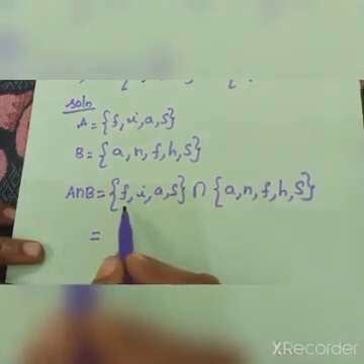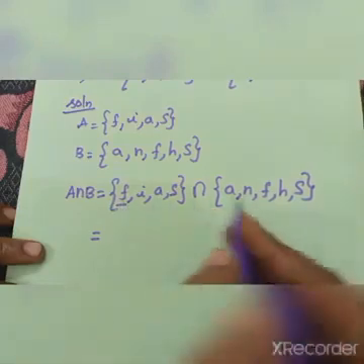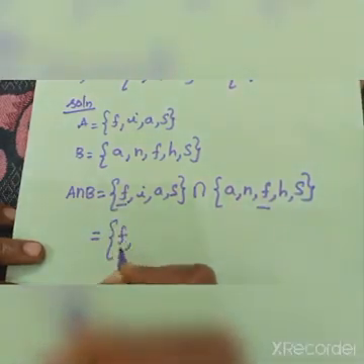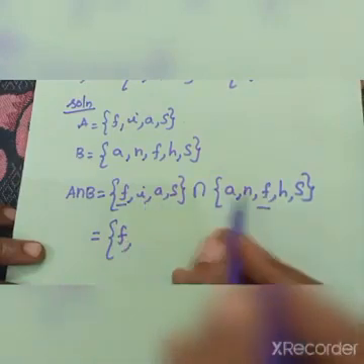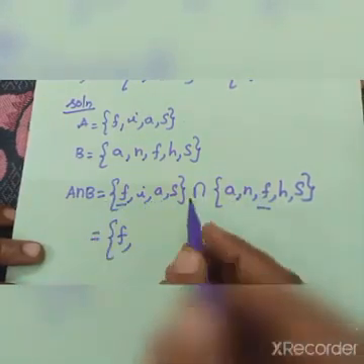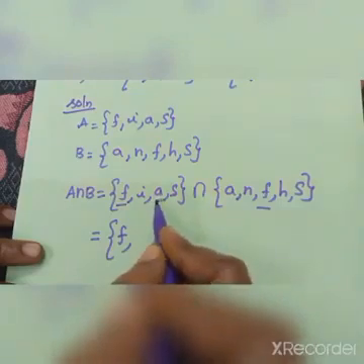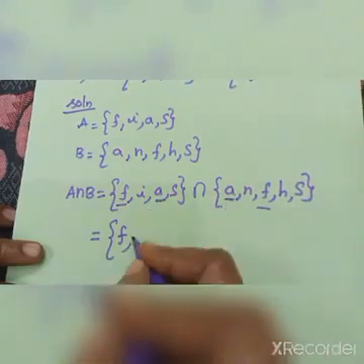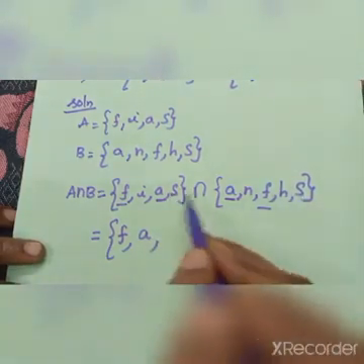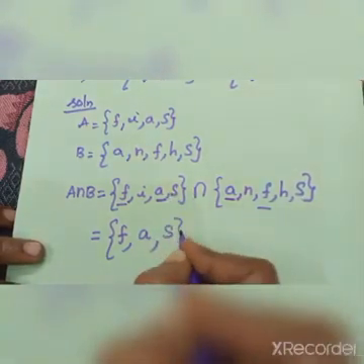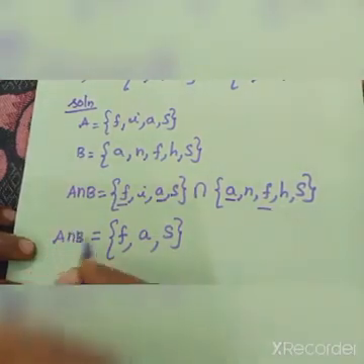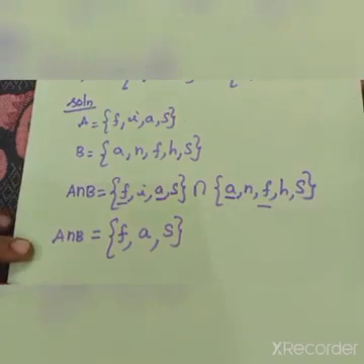What are the common elements? F, is it? So we have to write F is the common element. Then is there I in both sets? No, I is only in set A, so we cannot select that. The next is A. Okay, A is in both sets, so we have to write A. Next, S also is there in both sets, so we have to write it. Okay, so A intersection B is equal to {F, A, S}.